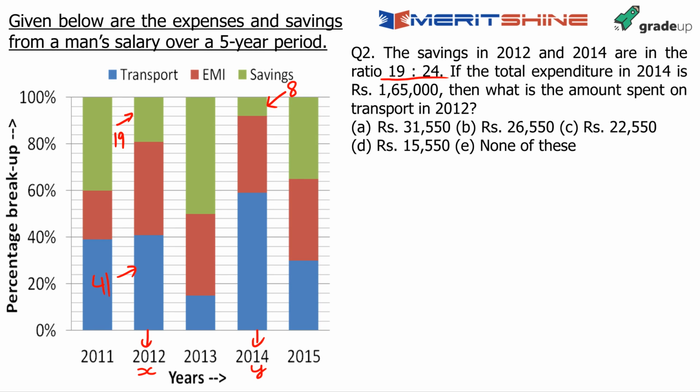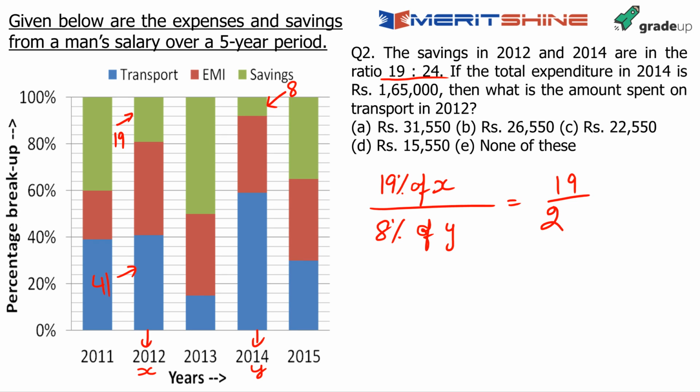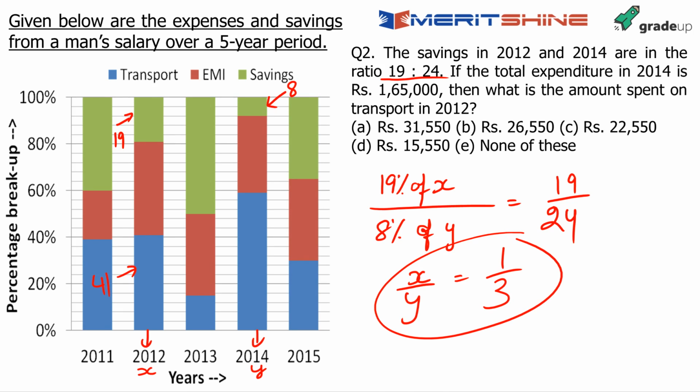The savings in 2012 and 14 are in the ratio 19:24. What percentage is saving in 2012? It's 19%. So can I say 19% of X upon 8% of Y in 2014 is equal to 19 upon 24. I hope this would be fine with everybody. और कुछ हो ही नहीं सकता. Fine. अब what it means is that if you look at this X is to Y, percent वगैरह तो सब कुछ directly cancel हो जाएगा सीधा. X is to Y becomes 1:3. और कुछ होगा नहीं. 19 आपस में cancel होगा. 8 goes up here and it becomes 1:3.